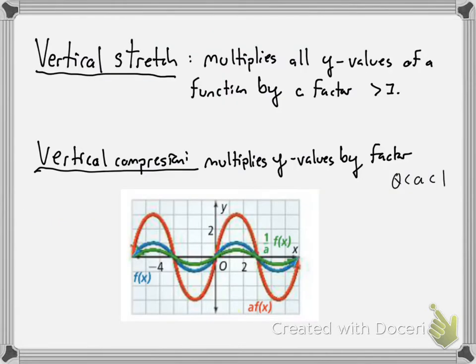Another type of transformation you could have is vertical stretch and compression. To have a stretch, that means that we multiply all of the y values of a function by a factor greater than 1. Compression would mean that I multiply all of those y values by a factor between 0 and 1, so some fraction or decimal between 0 and 1.